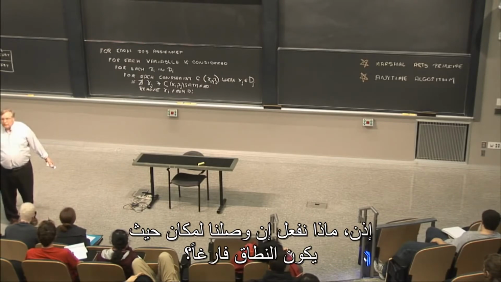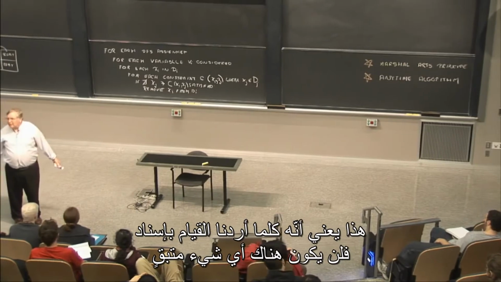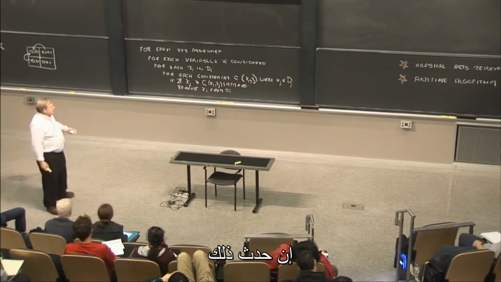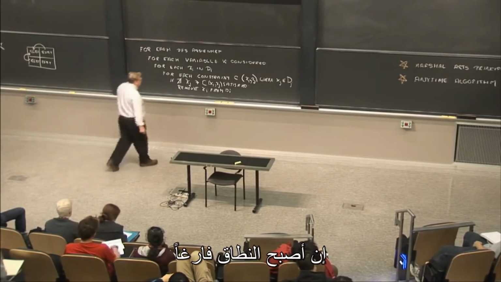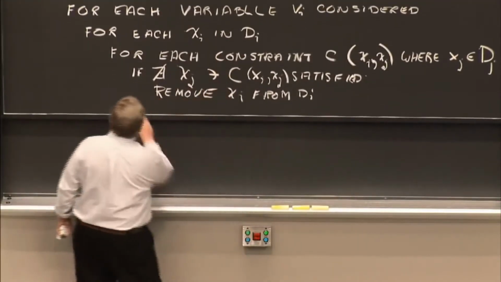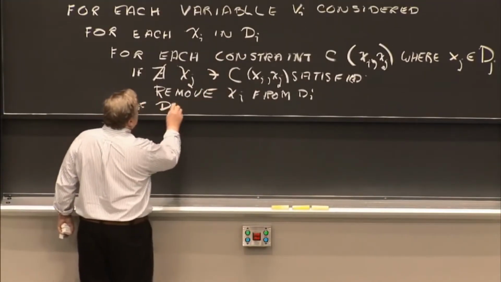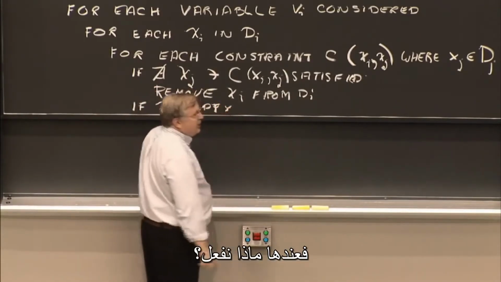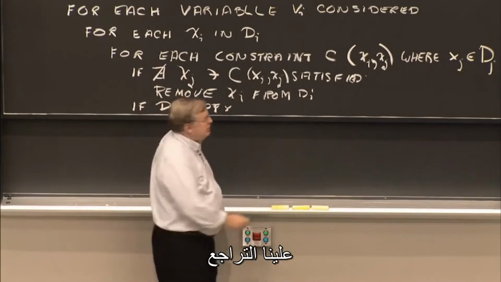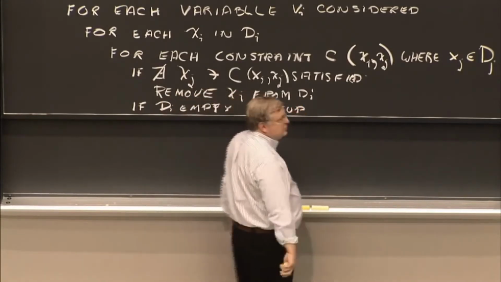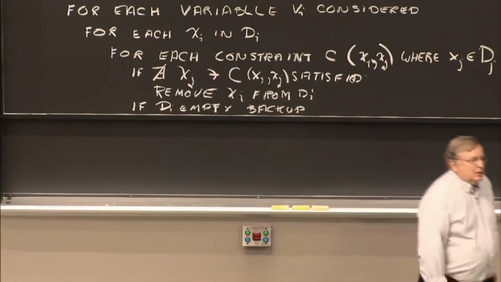So what do we do if we get to a situation where the domain is empty? That means whenever we get around to making an assignment to it, there won't be anything left. So if that ever happens, if the domain ever becomes empty, then what do? We got to back up. All right? So the intuition is clear.